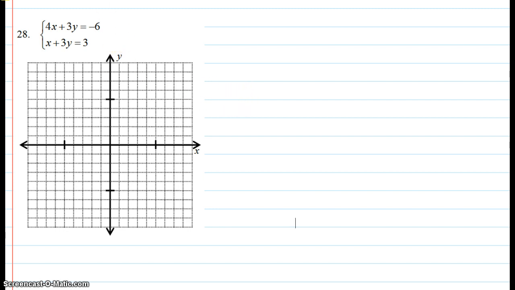So let's graph the equation. So they're not in slope-intercept form, so we'll rewrite them and we'll put them in slope-intercept form. So we have 4x plus 3y equals negative 6. X plus 3y equals 3. And remember, our goal is to get the equation to be y equals something. So first thing we want to do is we want to move the 4x to the left.